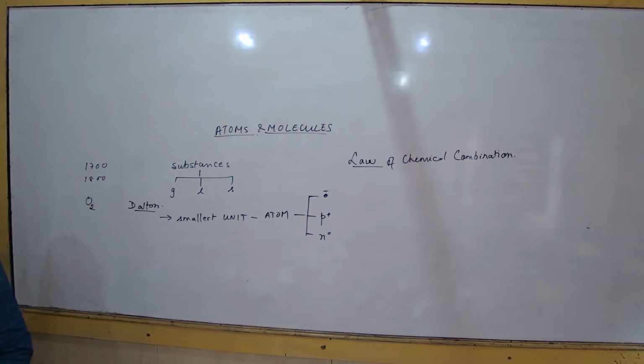So we are talking about the law of conservation of mass. So there are two laws. One of them is what is known as the law of conservation of mass, and the other one is the law of constant proportion.